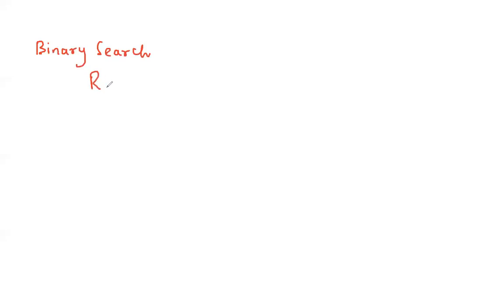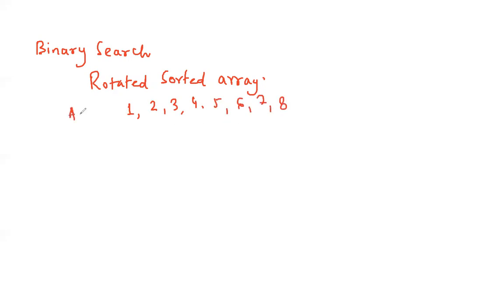What is a rotated sorted array? Let's say we have a sorted array. Let's say I have 1, 2, 3, 4, 5, 6, 7, and 8 as my sorted array. Let's say my A is this. When I rotate it by 1, that means the last element goes into the first position and all of the rest of the elements move towards the right.